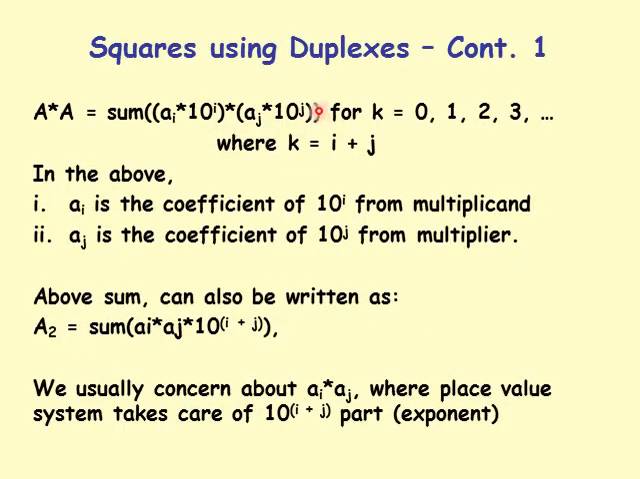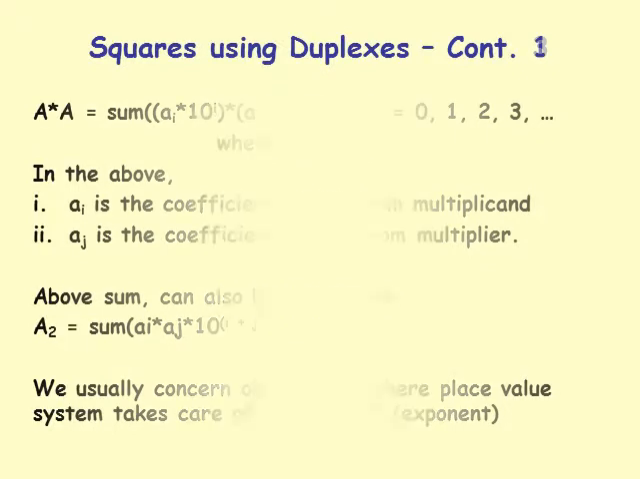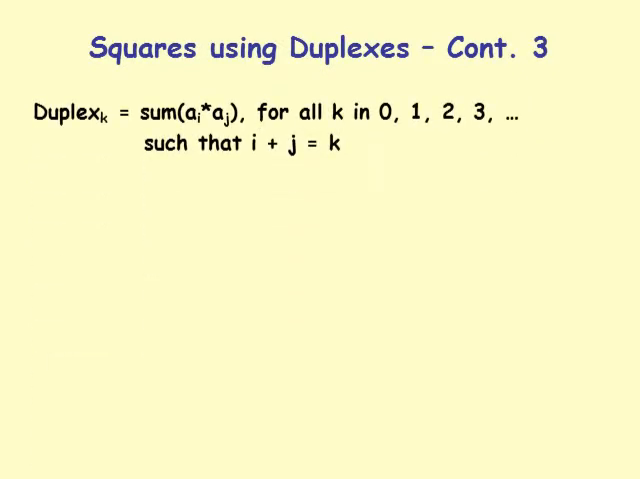so we can combine these two products here, take out the coefficients multiplied together, and add up the powers. We usually concern ourselves with ai times aj, where the place value system takes care of the exponent part, which is 10 to the power i plus j. We usually multiply ai and aj and place them in the right position, which takes care of the exponent part, 10 to the power i plus j. So duplex, again, I just repeated that from the previous slide.